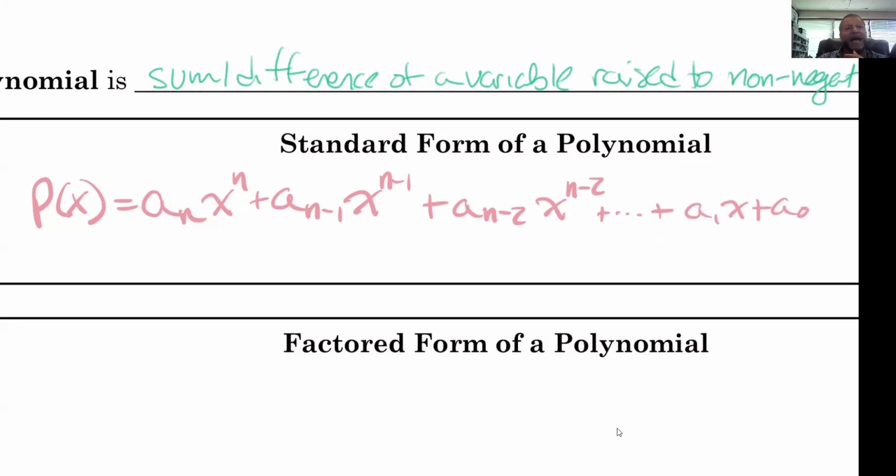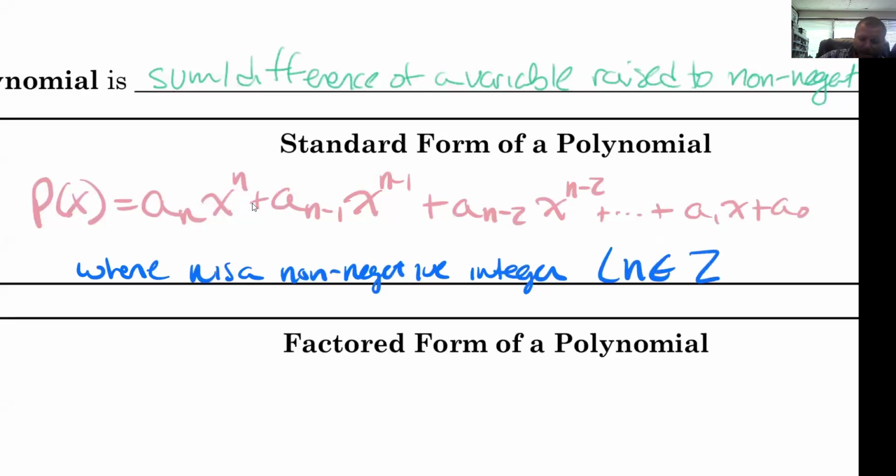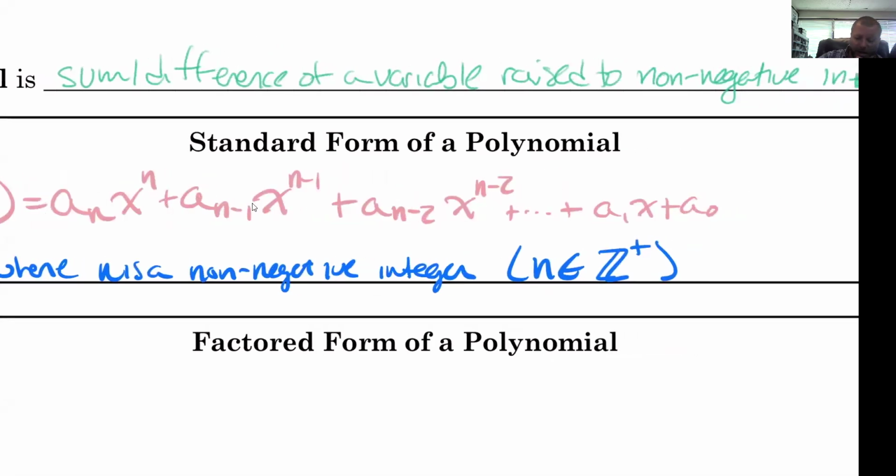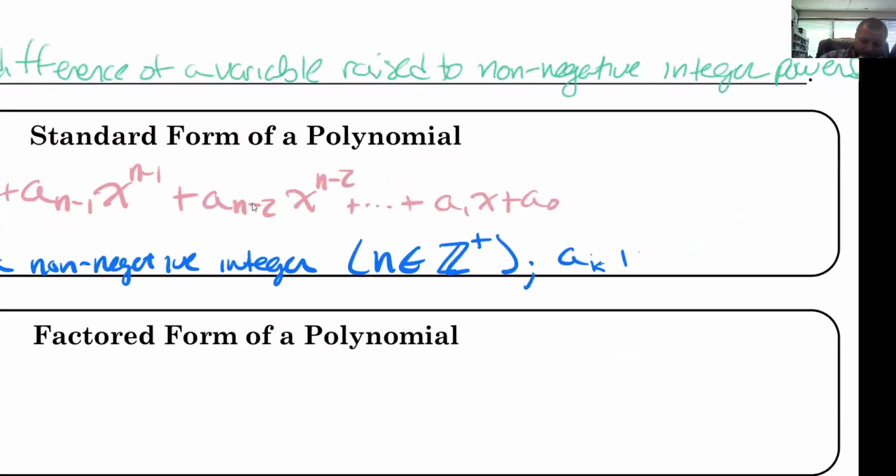Right, so this would account for any possible value of n, and n can go up as high as we want. So we would say where n is a non-negative integer. If we want to be fancy, we would say something like n is an element of, that's like our little symbol for the non-negative integers, if we really want. So n is a non-negative integer, and I'll just say a sub k is a constant.